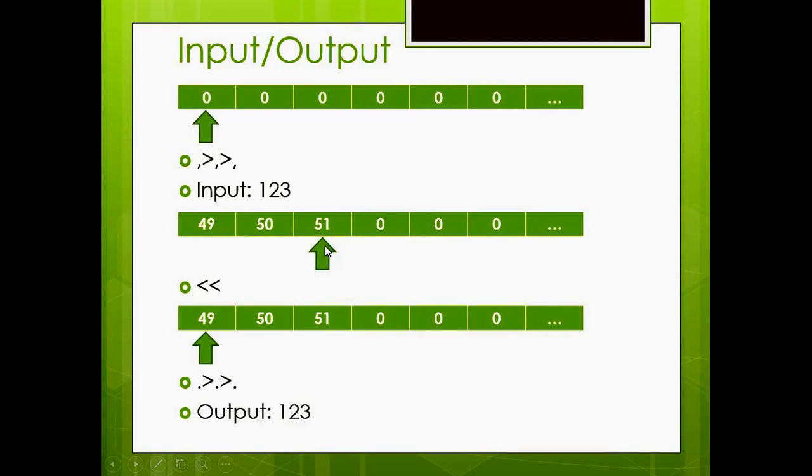So if we want to print it out as 1, 2, 3 in that particular order, we'll have to bring back the data pointer to the beginning of the array and then use the full stops and the greater than symbol, in a similar way, that combination to print out 1, 2, 3 again.